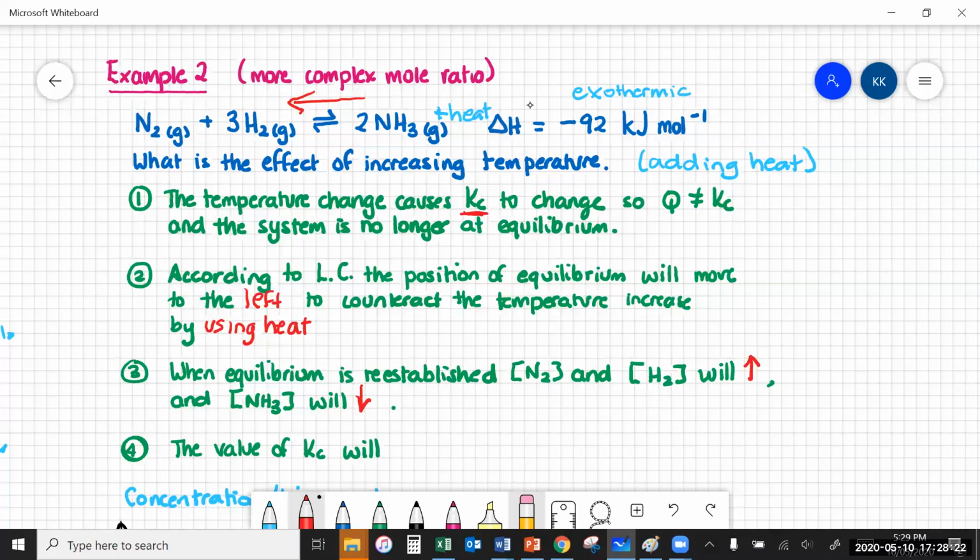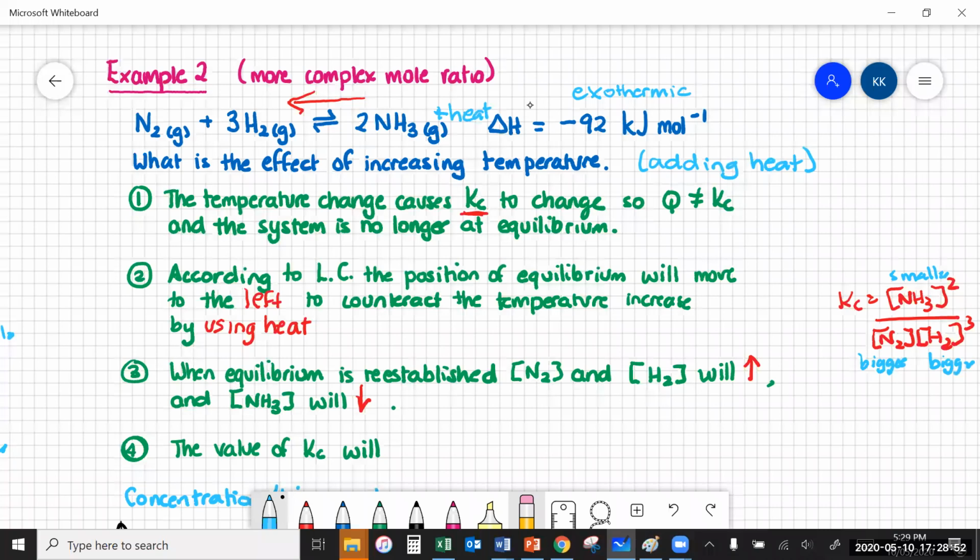What will that do to the value of Kc? Kc is the concentration of ammonia squared over the concentration of nitrogen, concentration of hydrogen cubed. So we've got a smaller number on the top, and we've got two bigger numbers on the bottom. So smaller over bigger is going to be a decrease.